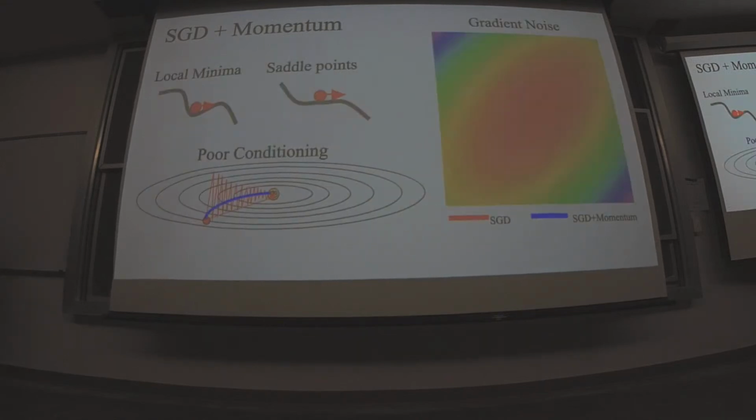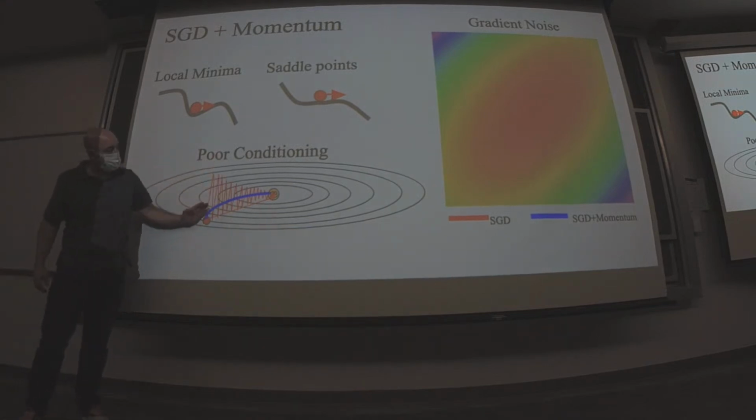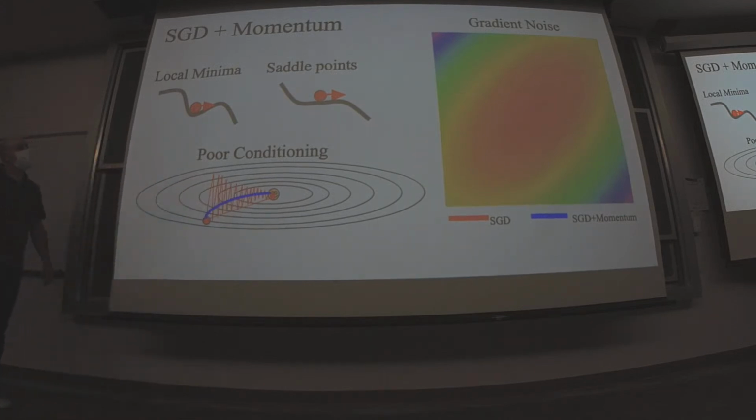Okay, so how does this help, right? So we talked about it. Going back to that, instead of going back and forth, depending on the choices you make, you'll much more smoothly approach the minimum. What about for saddle points? How does this help?